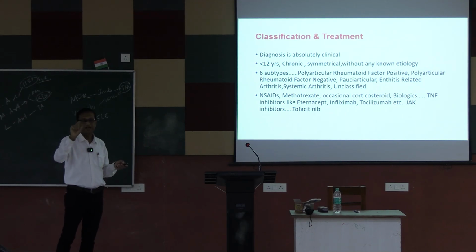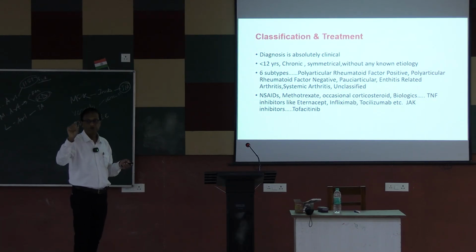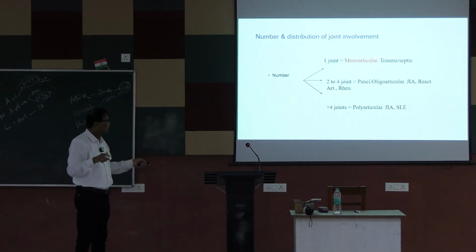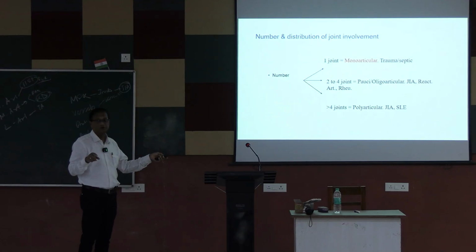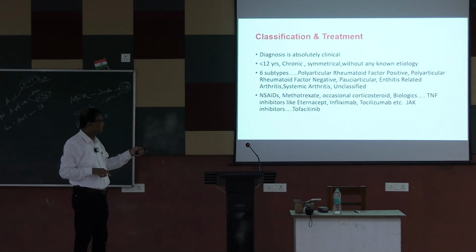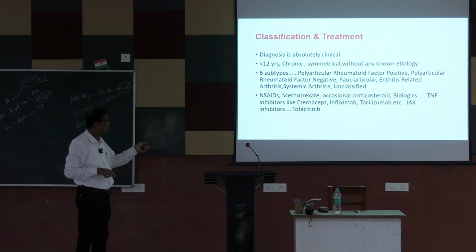When a child less than 12 years of age presents like this, you label it as juvenile idiopathic arthritis. When it is a single joint involvement, it is called monoarticular. When it is 2 to 4 joints, it is oligoarticular, and more than that is polyarticular. Depending on that, you will subclassify the diagnosis. That is absolutely clinical: under 12 years, chronic, symmetrical, without any known etiology.